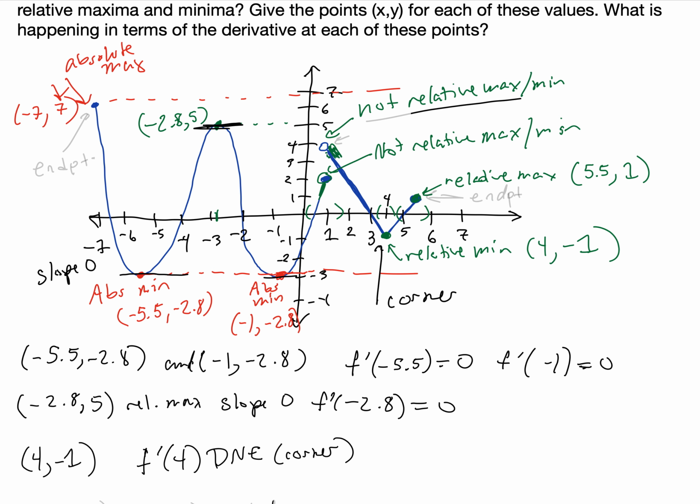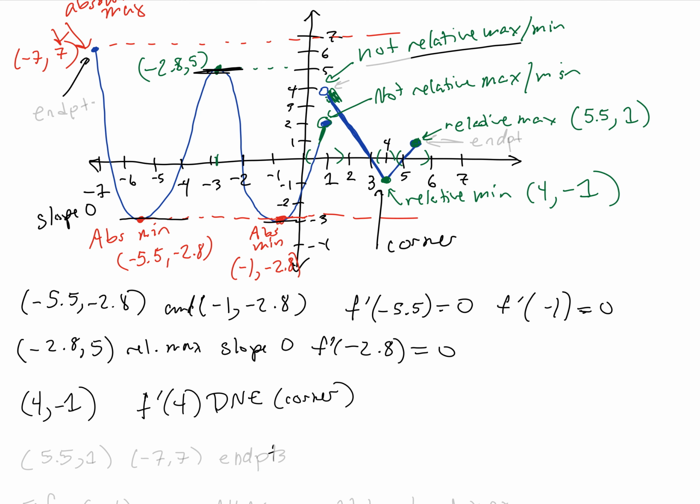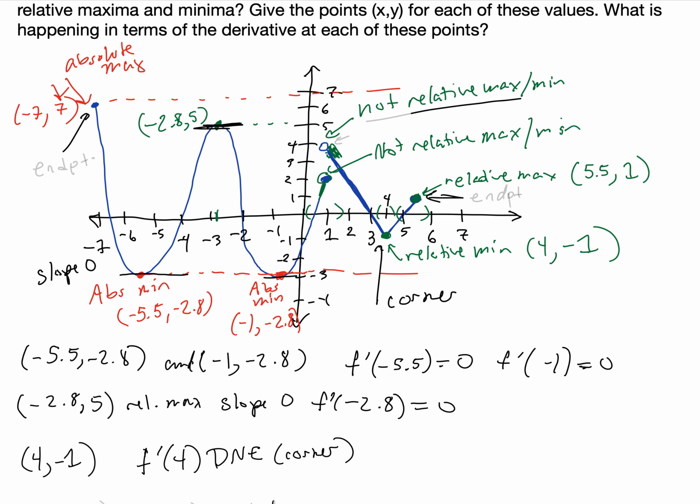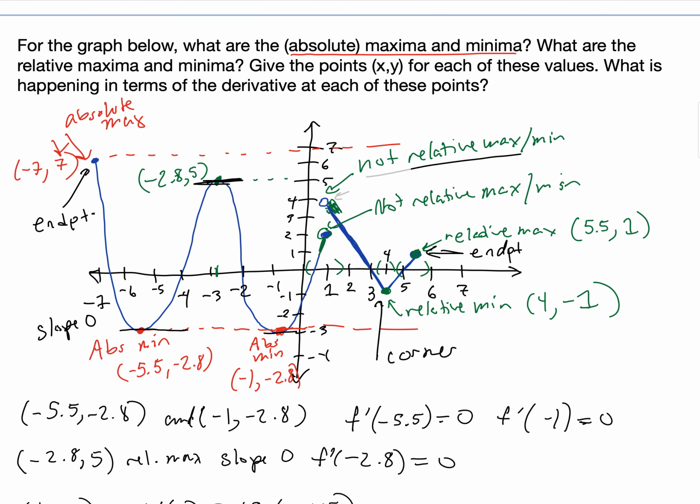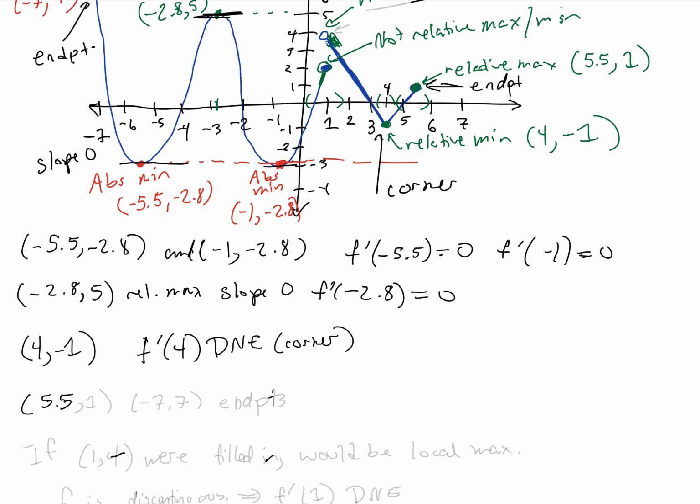The last two places where we had relative or absolute maxes and mins were here and here. So notice that this is an endpoint and this is an endpoint. And at each of those places, the function is not continuous. So for both the points 5.5, comma 1, and the points negative 7, comma 7, those were both endpoints.